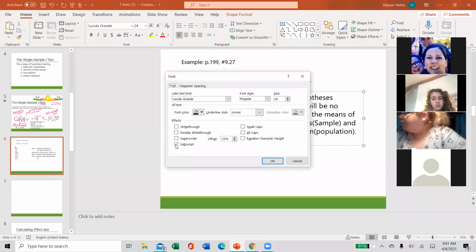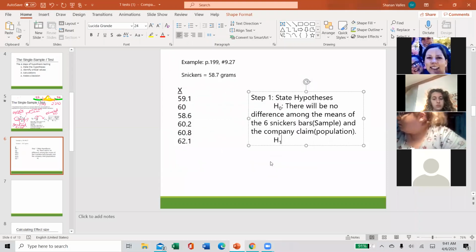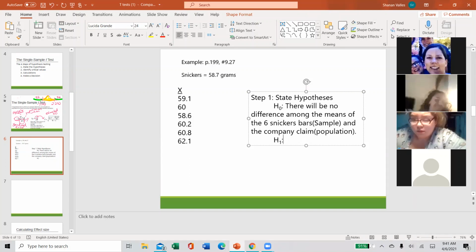State what you think is going to happen, whatever you think your hypothesis is. Now, we may not know what our hypothesis is with this one. We have no interest in this. This was just something that was given to us, so we don't have a preference one way or the other. If you're a cynic and you think that companies gyp you, then you might say, I think the sample mean is going to be less than the company claim.